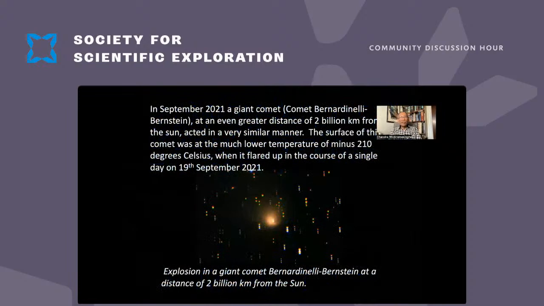In September 2021, this last year, a very large comet called Bernstein was at an even greater distance than the Hale-Bopp comet was when it was near the orbit of Jupiter. It was at 2 billion kilometers from the sun and acted in a very similar way. It exploded and became very luminous, when it should not have been luminous at that point, with a surface temperature of minus 210 degrees Celsius. It flared up on one day, on the 19th of September. This is still a great mystery for those who don't like to think that comets have biology exploding within their interiors. But this explosion was detected only a year or two ago.